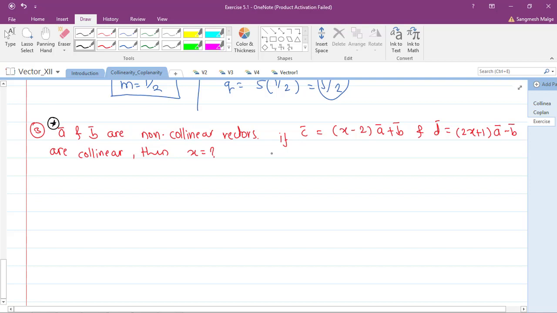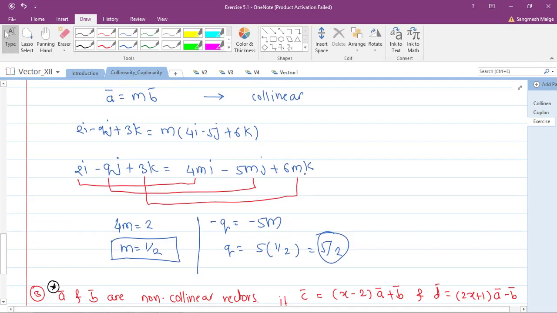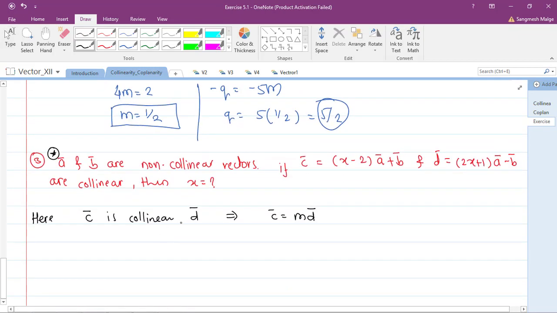So what we'll directly use: here c bar is collinear with d bar. This implies c bar equals m into d bar. It means these two vectors are scalar multiples of each other because they are collinear. Now use the same method as the second question: if two vectors are the same, we directly equate their coefficients. So c bar is x minus 2 a bar plus b bar, equal to m into d bar, which is 2x plus 1 a bar minus b bar.